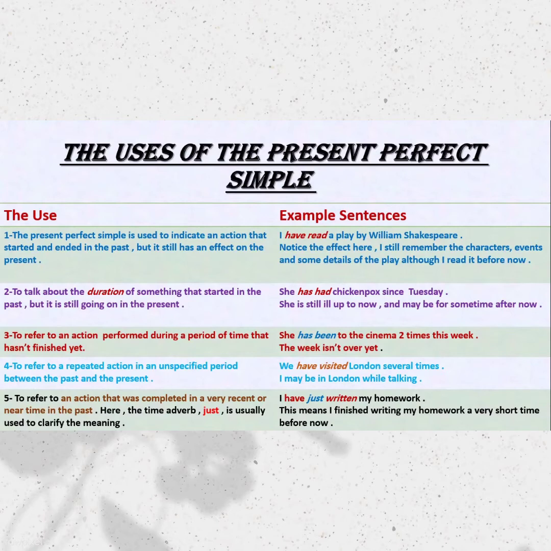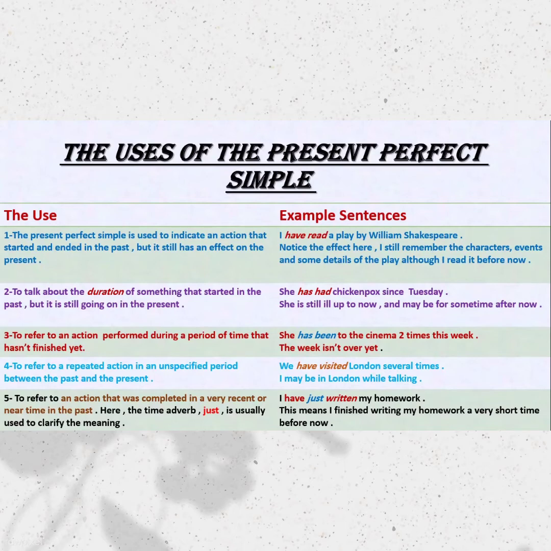And by the duration, we mean how long the time taken by a verb, the duration of something that started in the past, but it is still going on in the present. So it started in the past, but it is found up to now. So we can use the present perfect to explain, like, she has had chickenpox since Tuesday. She started having it on Tuesday, but up to now she is still infected by chickenpox, or she still has chickenpox. So we assure here the duration, how much time the verb took from the past up to the present.